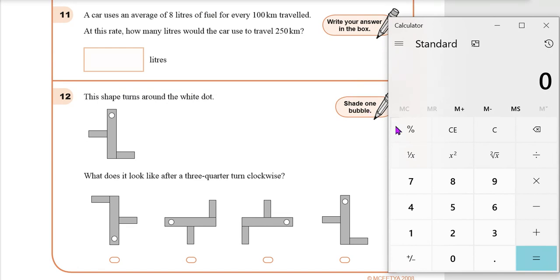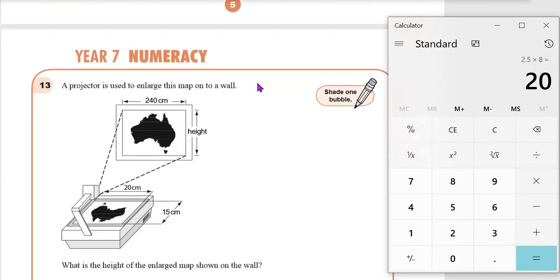So if the car uses 8 litres for every 100 kilometres, how many would you use for 250? You just need to see what is the multiple difference between 250 and 100. It's obviously 2.5, and then you've got to multiply that by the 8. So just the basic sense of it is 250 is 2.5 times bigger than what 100 is. Therefore, you need to find the number that is 2.5 bigger than what 8 is. And hence 8 times 2.5 is 20. So we won't need it for that question.